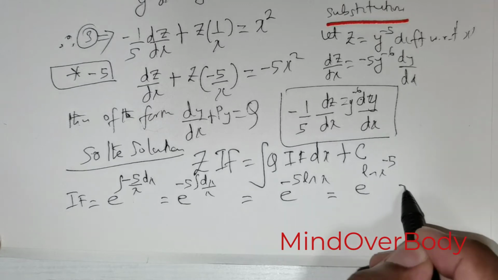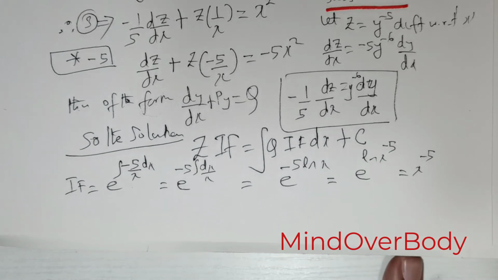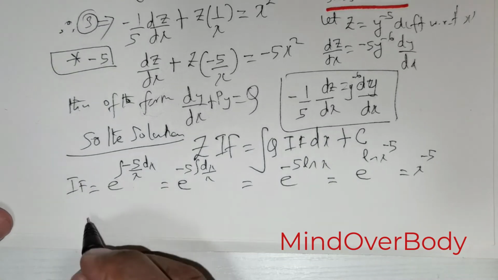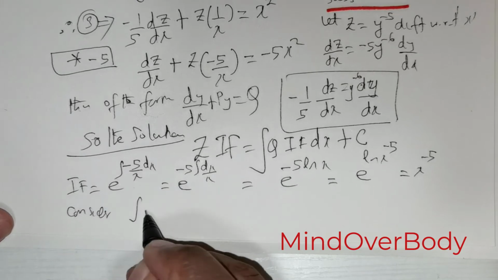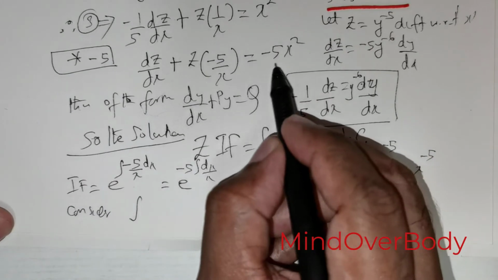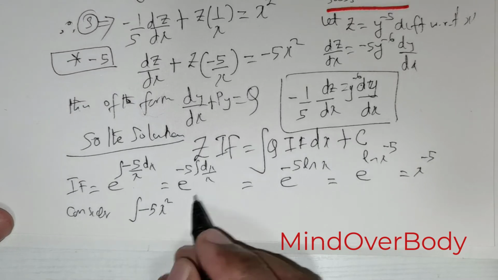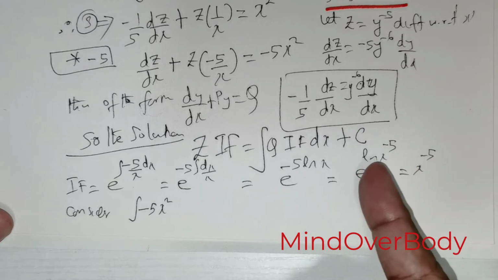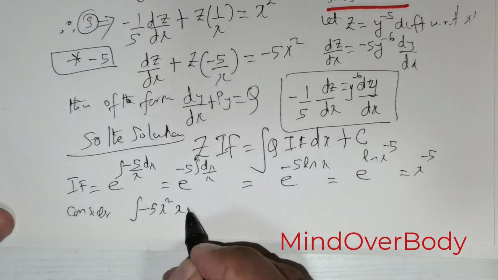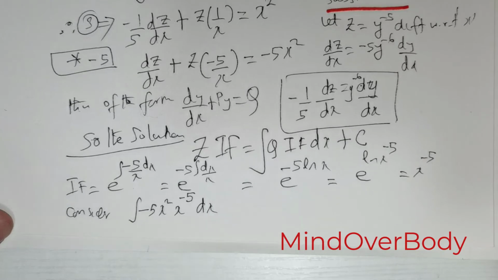E and ln get cancelled, giving me x raised to the power of negative 5. So this is my integrating factor. Now I need to consider integrating q. My q is negative 5 times x squared times e raised to the power of integral p dx. So that's going to be x raised to the power of negative 5 times dx. So this is what I've got.